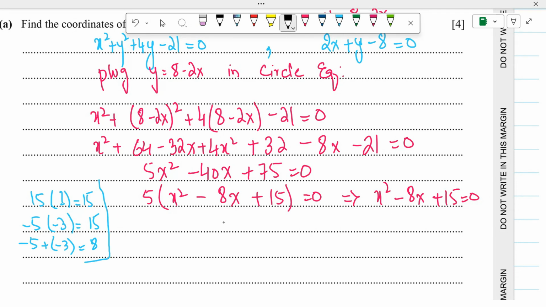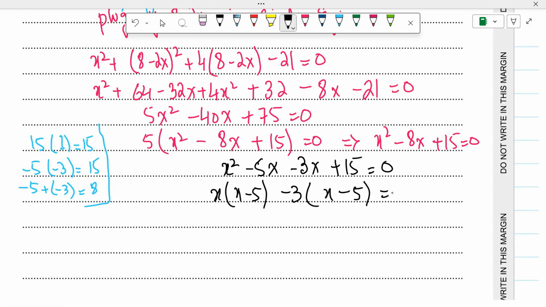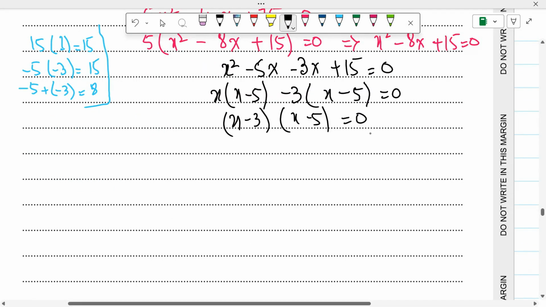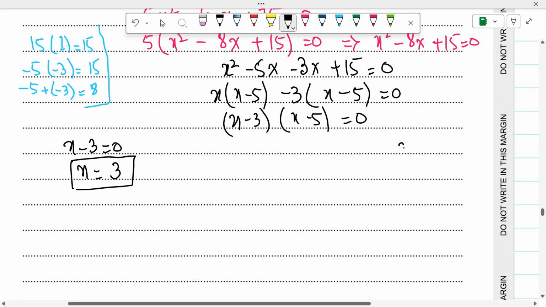So this equation can be written as x² − 5x − 3x + 15 = 0. Taking x common, we have x(x − 5), and taking minus 3 common, we have −3(x − 5) equal to 0. So (x − 3)(x − 5) = 0. Equating each factor with 0, x − 3 = 0 gives x = 3, and x − 5 = 0 gives x = 5.